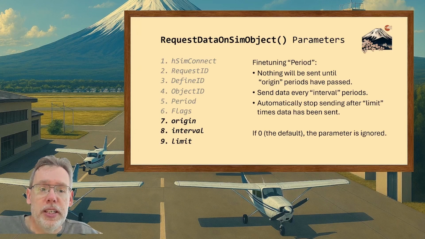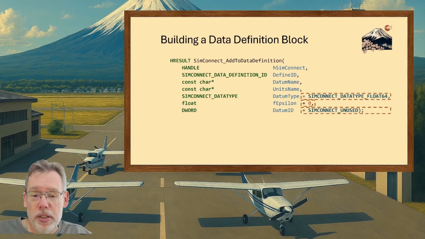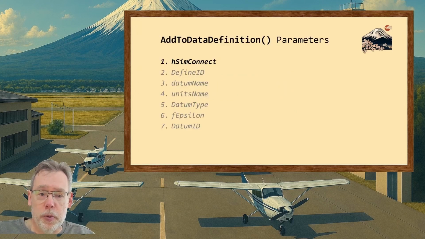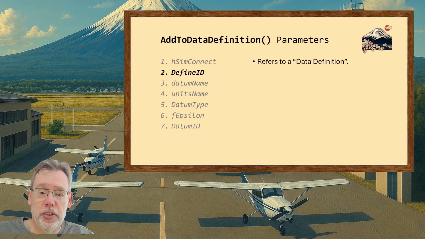So the next thing is then how to define our block. We build a data definition with the call SimConnect add to data definition. Again, we have here three parameters that have a default value as it is specified here, but let's go to the individual parameters. We'll start with SimConnect, which of course is our handle, and the define ID, which is the data definition block that we are building.